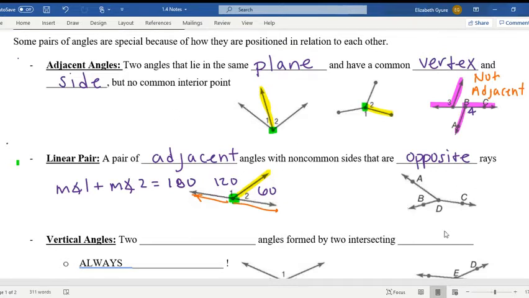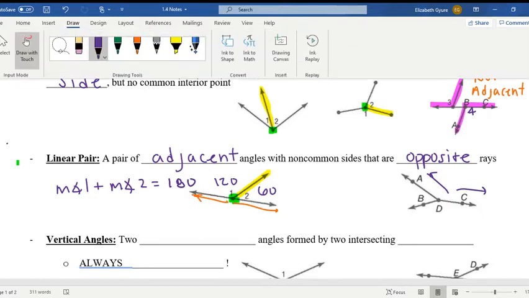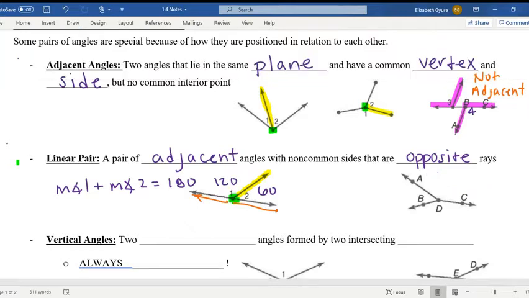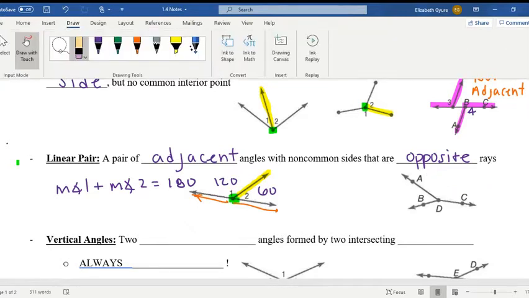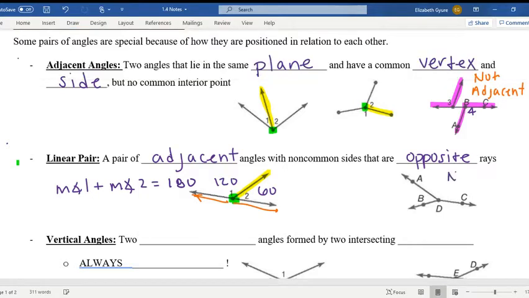If you look at this next picture, this is not a linear pair because here, these are definitely not opposite rays. So that would not work. There's no way that would have a sum of 180 either. So maybe take a note here and write not a linear pair.